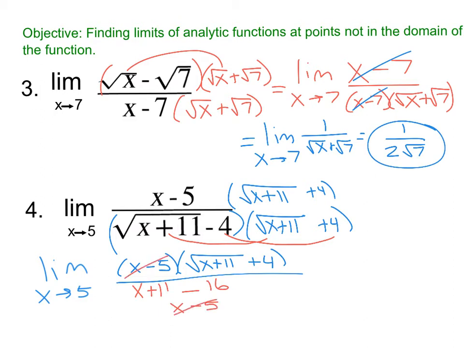Our x minus 5's cancel. So then we just have to plug in. So we just have the limit as x approaches 5 of root x plus 11 plus 4. So that gives us root 16 plus 4, which is 8.